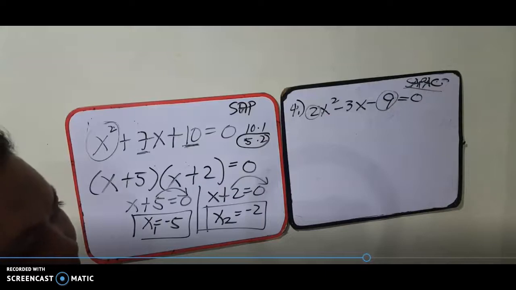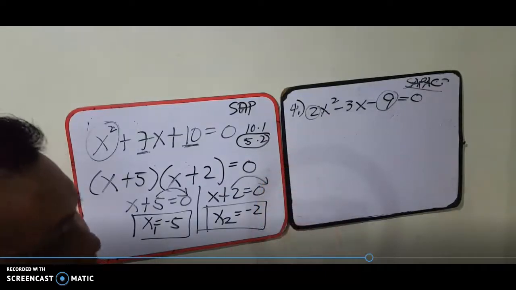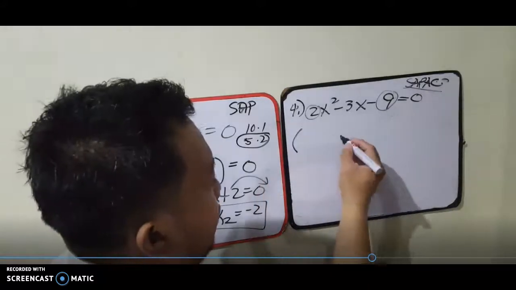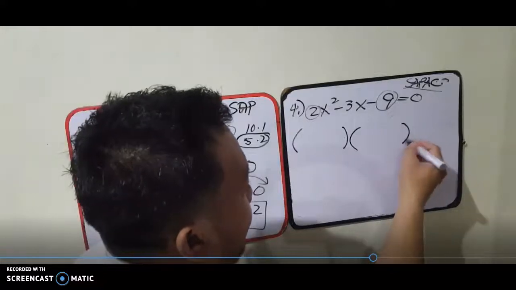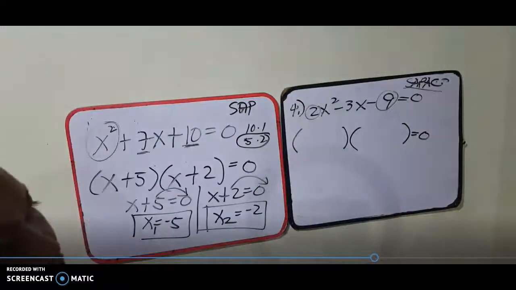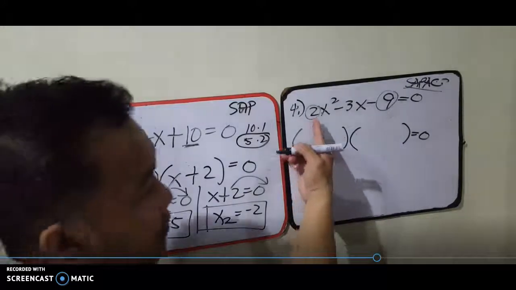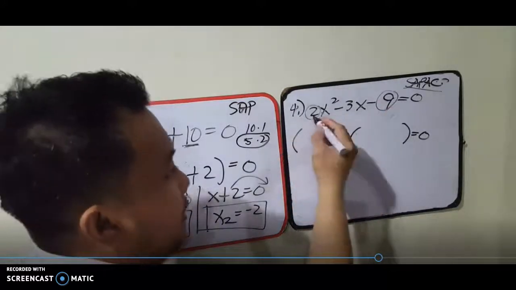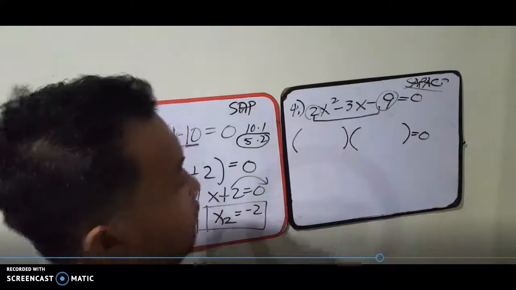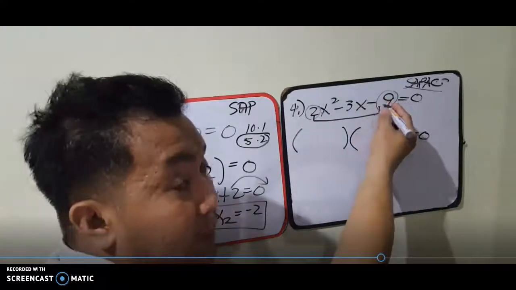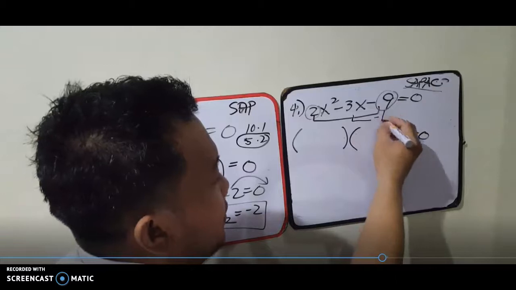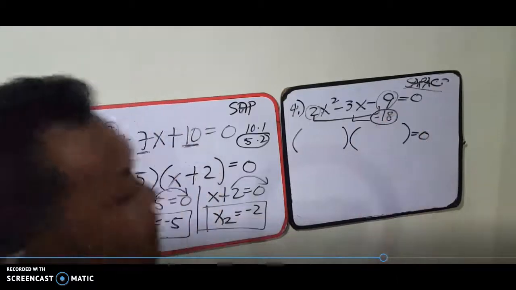The A here and the C, that's what we are pertaining to. That's the AC. So how are we going to factor it? We have to find its factors. But before we do that, let's find first the product of A and C. The A, the numerical coefficient, and the C. That's 2 times negative 9, the answer is negative 18.